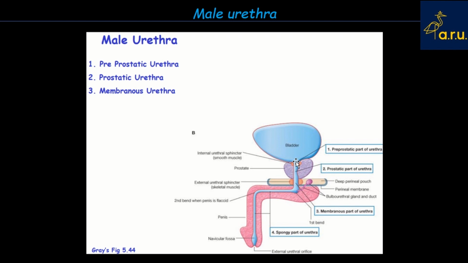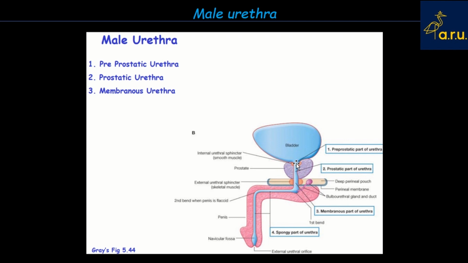Here, the urethra is surrounded by the internal urethral sphincter, shown color-coded in orange or brown over here. The internal urethral sphincter is formed by the smooth muscle inside the wall of the bladder. It is involuntary, and the sphincter prevents sperm from entering into the bladder during ejaculation. So, in other words, it prevents the retrograde ejaculation of the ejaculatory fluid.